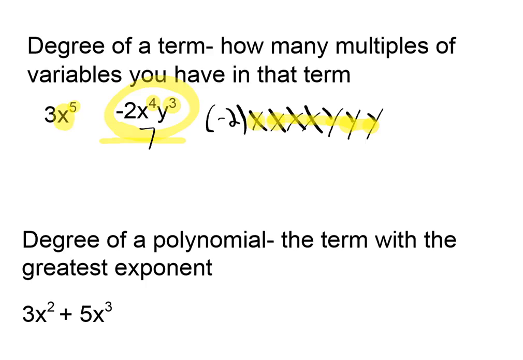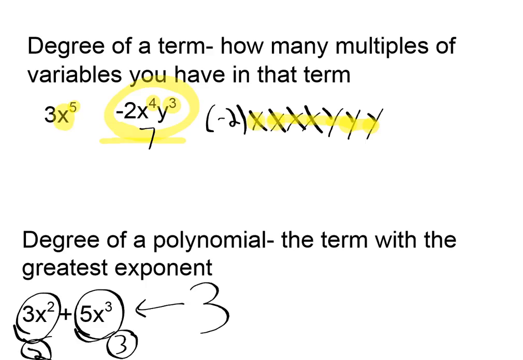When we want to talk about the degree of a polynomial, all we need to do is look at each of the terms, and whichever term has the highest degree sort of takes over. So the degree of the highest term is going to be the degree of the polynomial. If I look at this term here, it is of degree 2. If I look at this term, it is of degree 3. All I have to ask myself is, which is bigger, 2 or 3? Obviously, 3 is bigger, so we'd say that's a polynomial of degree 3.